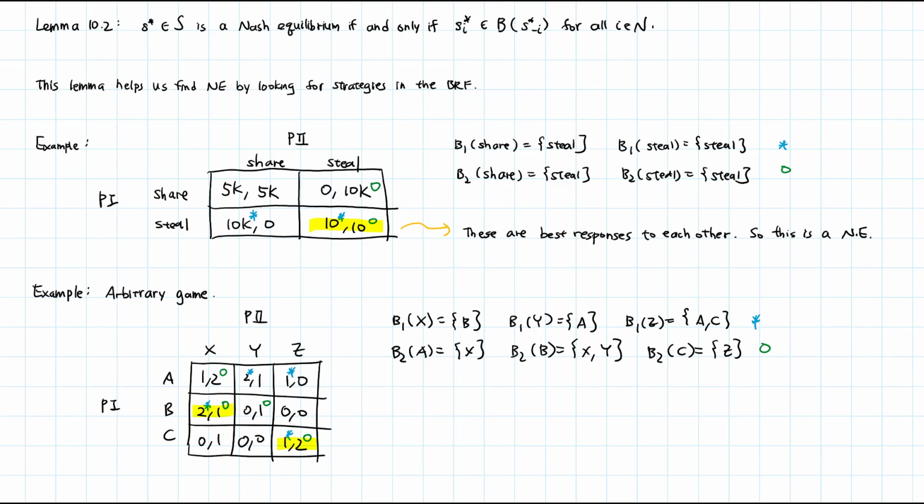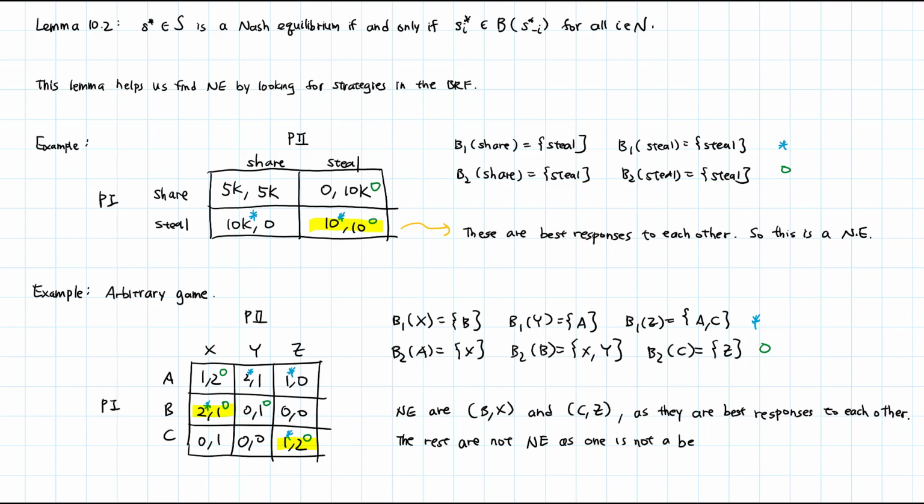And we see that there are 2 Nash equilibria, and they are BX and CZ. In each of them, they are the best responses to each other, and the rest of the strategy profiles are not Nash equilibria, as one is not a best response to the other. And we can conclude all these because of the lemma we have above.